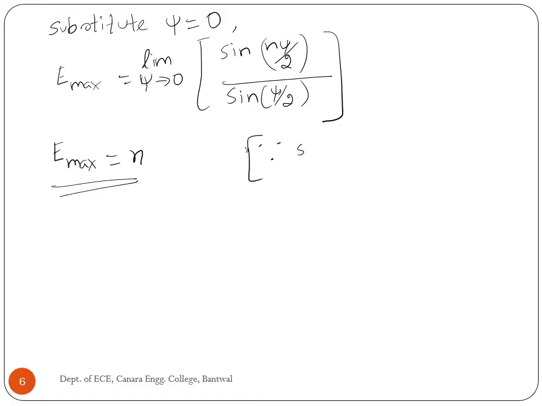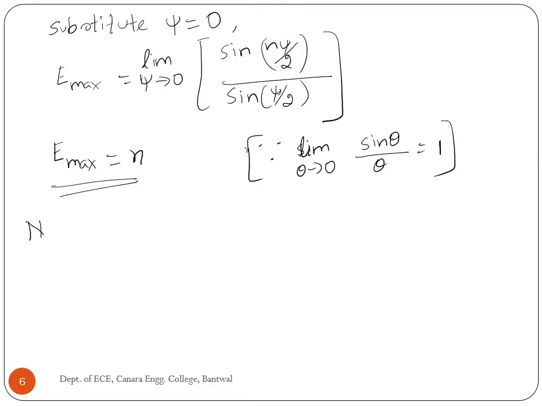We know that limit theta tends to 0 of sin theta divided by theta is equal to 1. This concept you have used in the above equation. Then maximum electric field intensity is equal to n.